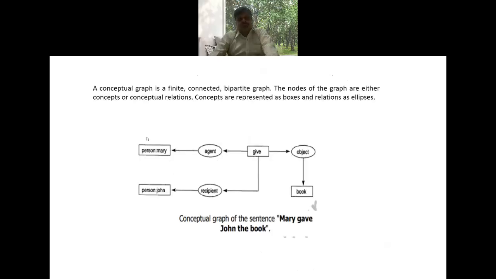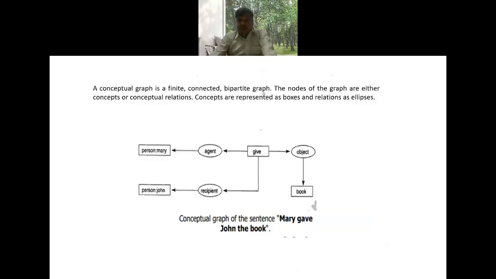Got it? So now, while representing these semantic networks, we generally go for graphs. It is one type of graph. This is known as a conceptual graph. The conceptual graph is finite, the number of elements are finite. Connected graph. We have two types of graphs: connected graphs and disconnected graphs.